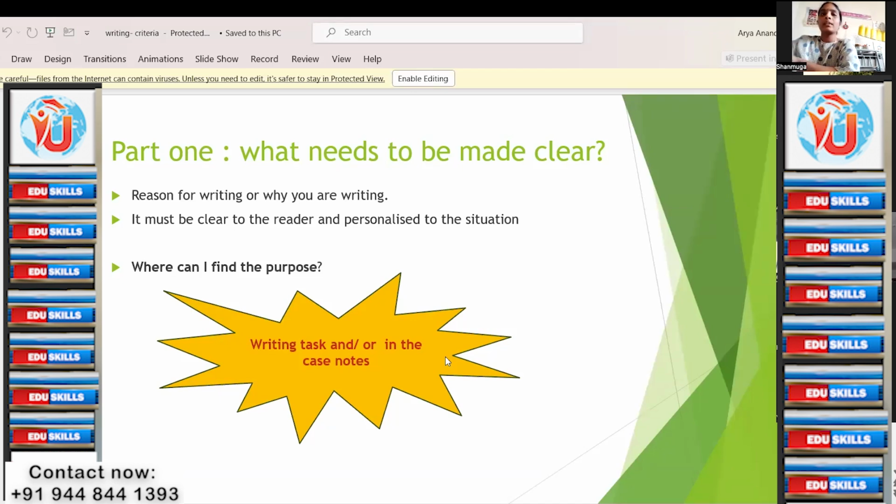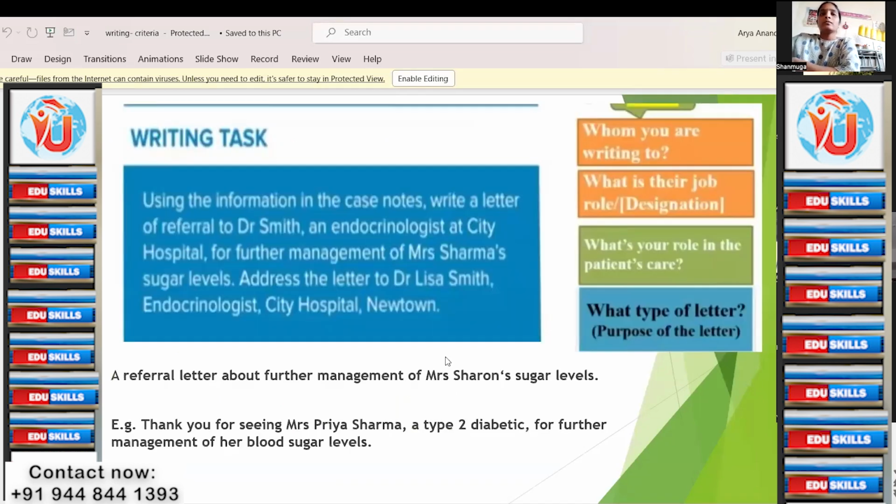First example, here, first you can see the writing task. Using the information in the case note, write a letter of referral to Dr. Smith, an endocrinologist at the City Hospital for further management of Mrs. Sharma's sugar levels. Address the letter to Dr. Lisa Smith, endocrinologist, City Hospital, Newton.